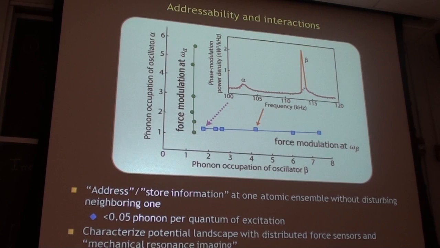Here we've done experiments where we take two mechanical oscillators. We create conditions where we have atoms split into two wells. And we play this game where we modulate the forces applied to the atoms at the resonance frequency of one or the other of the oscillators, to see if we can induce coherent motion on just one of the oscillators without perturbing the other. And that turns out to be the case. We can measure, for example, the sideband asymmetry on the undriven oscillator and see that it's essentially unperturbed by putting a lot of energy on its neighbor.